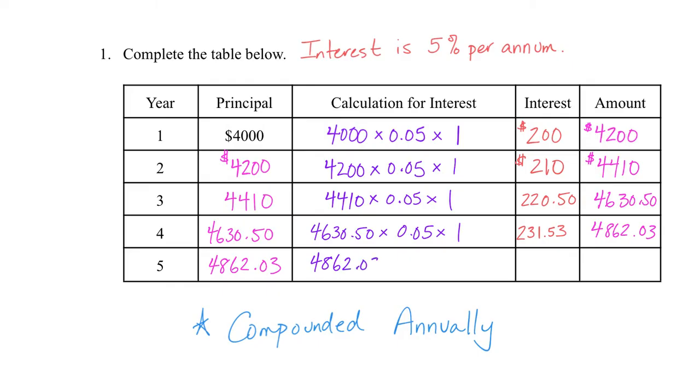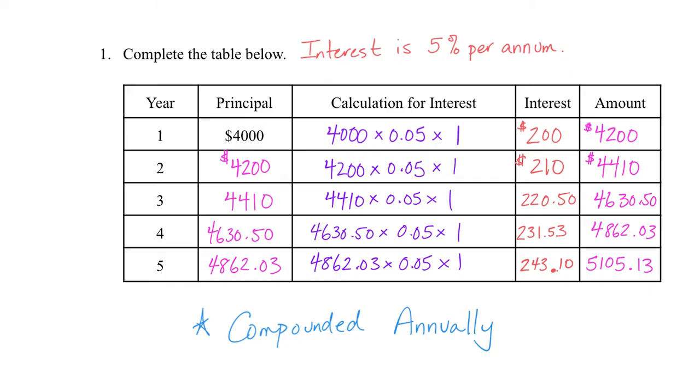So my interest, and we should be really automatic with this at this point, is going to now give me a value of $243.10 rounded. And so if I take that amount and I add it back on to my original, then we are going to finish off with an ending balance year 5 of $5,105.13. So that should give us something just to be able to work through.